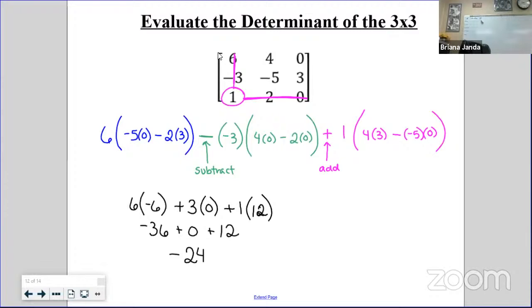Questions? No? I know that it's a little bit of a process on the 3x3, so it might take a little bit of time reminding yourselves of how we do that. Use your first column, cross them off, find the determinant of what's left over, and then remember you're alternating, minus then plus. Okay.